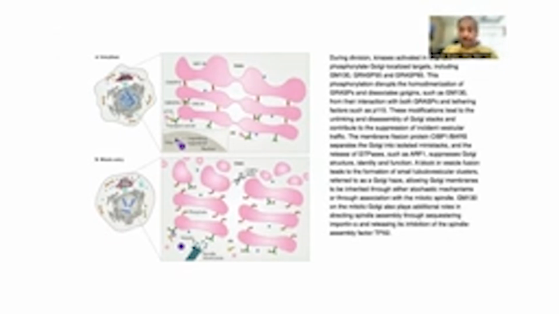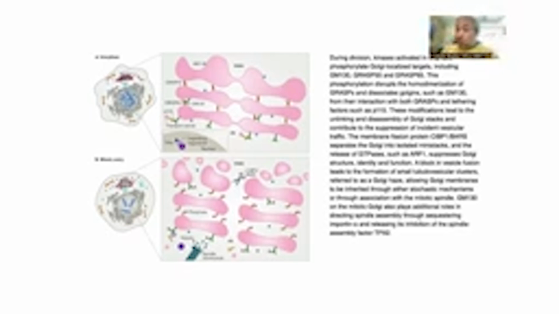What the cell is essentially trying to do, like with the ER and the nucleus, is there are proteins that are keeping this architecture. These are getting modified in such a way that they lose their functionality. They lose their ability to keep these structures together. And so things now start breaking apart, right? These modifications lead to unlinking and disassembly of Golgi stacks and contribute to the suppression of vesicular traffic. Once the Golgi breaks up, the delivery of things from the Golgi is also now getting affected.